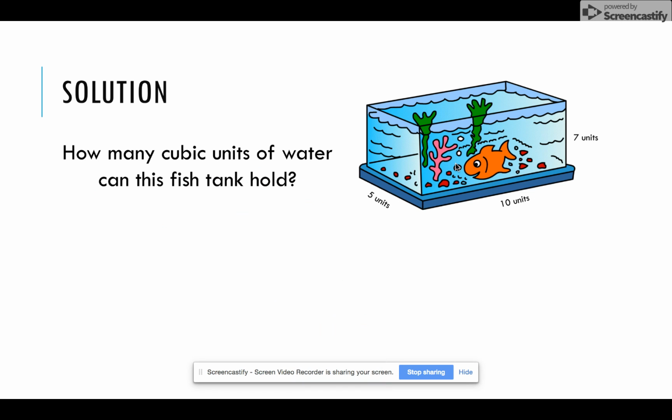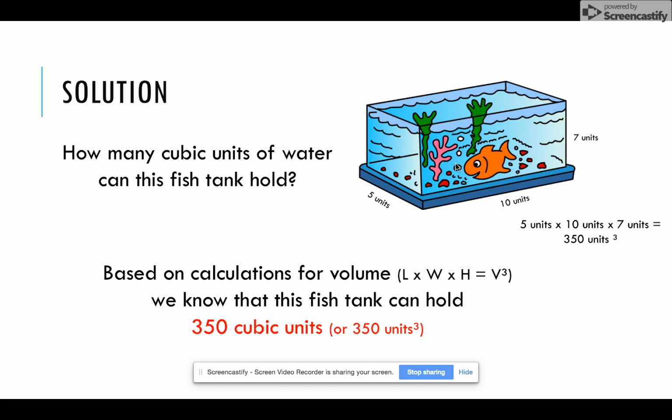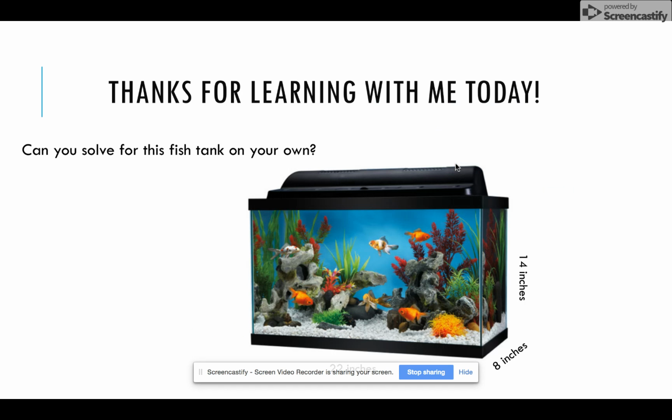We did it! Yay! Based on our calculations for volume using the formula for volume of a rectangular prism, we know that this fish tank can hold 350 cubic units of water. We have solved the problem, and I finally have some very happy fish.